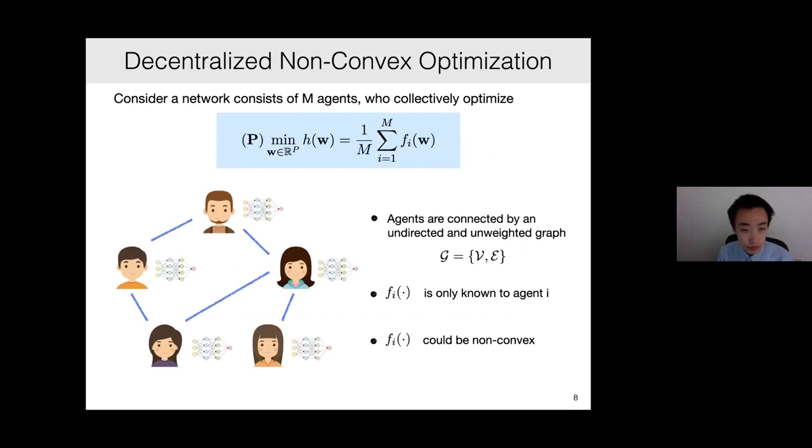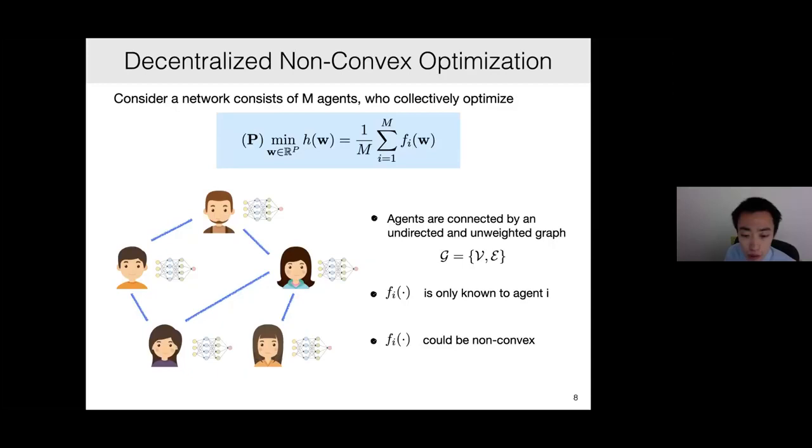There's a network of M agents defined on a graph, and they are able to interact with their neighbors. And each agent has access to their local function fi, which could be non-convex, and they jointly estimate a variable w by optimizing the average system performance. The graph G here can represent either the physical network or some abstract network where the neighbors are defined by friendship. Compared to centralized systems, such a distributed system can fully utilize the local computation and storage power.